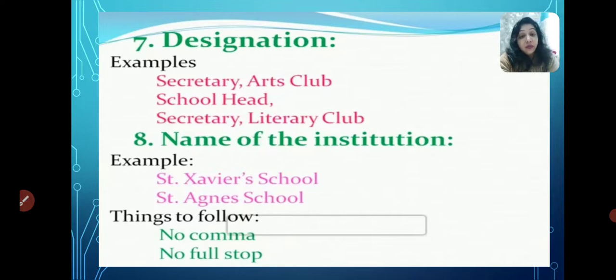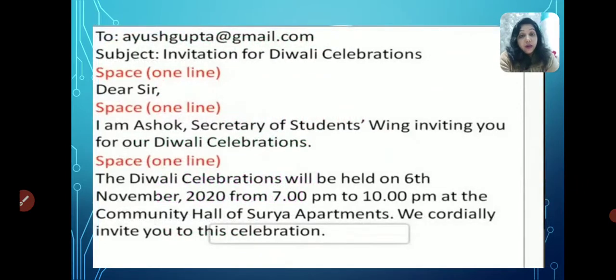Then coming to the name of the institution, again you will be writing the institution's name in full. St. Xavier's School, St. Agnes School, like that. So you are not supposed to use any abbreviated form here. If you like, St. Anthony's Public School, SAPS, not like that. Okay, so you are expected to write the full name of your school. And here also keep in mind that there is no full stop and no comma after writing the name of the school here.